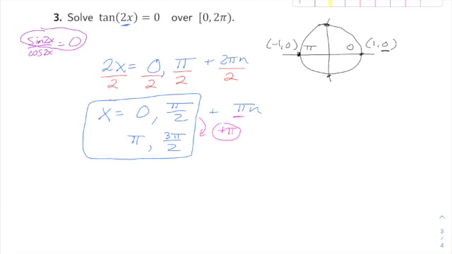So there we go. There's 3 different examples showing you those multi-angle equations. Just a little bit of a twist on what you already know about solving equations.